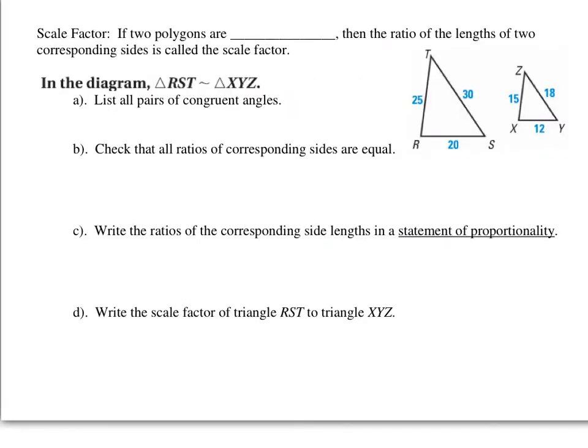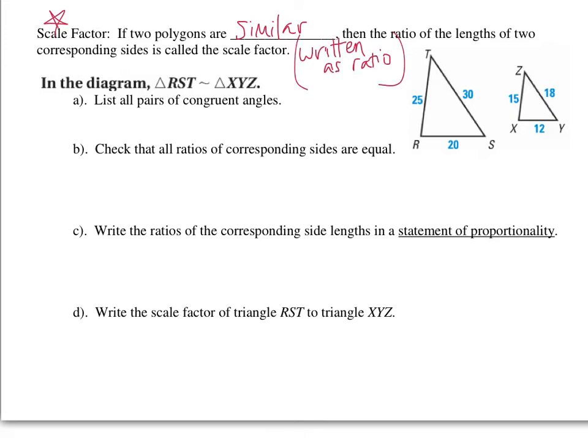So here's a big vocab word you're going to start to see, and that's scale factor. If two polygons are similar, then the ratio of the lengths of two corresponding sides is called the scale factor. So think of, in that last problem, that when we set up all of our fractions, the number that it reduces to is the scale factor. We're going to write it as a fraction.